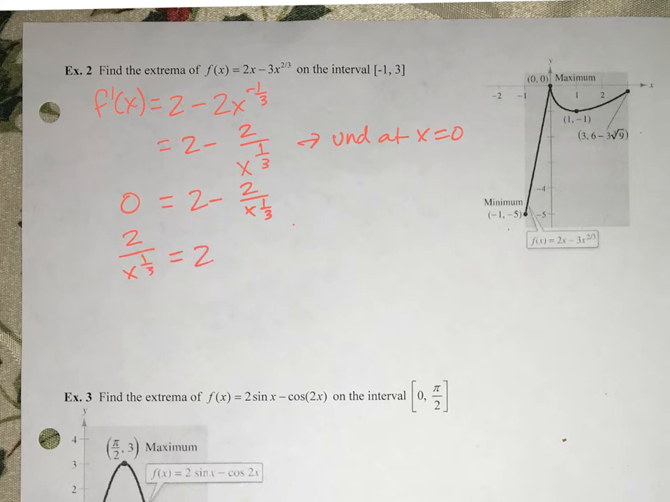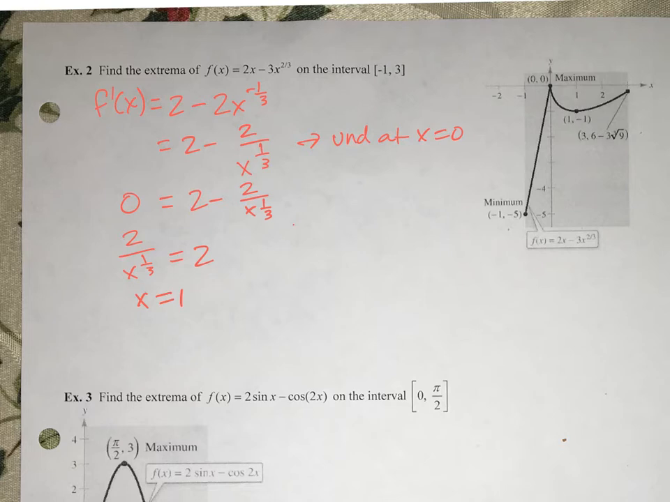So what x value would make this equation true? Well, if x were equal to 1, the cube root of 1 is 1, and we'd have 2 over 1 equals 2. So this derivative would be equal to 0 when x is equal to 1. So that is the x value that would make this derivative equal to 0.